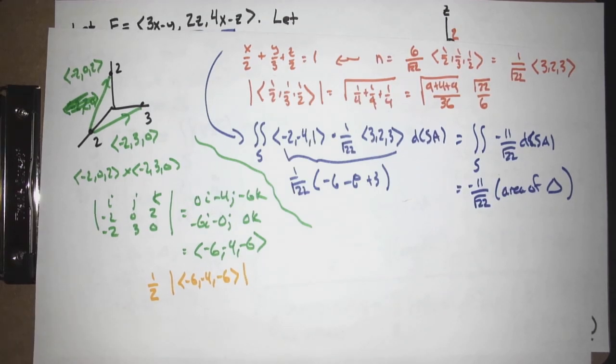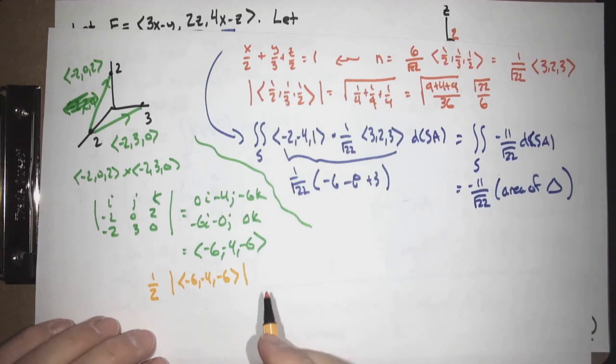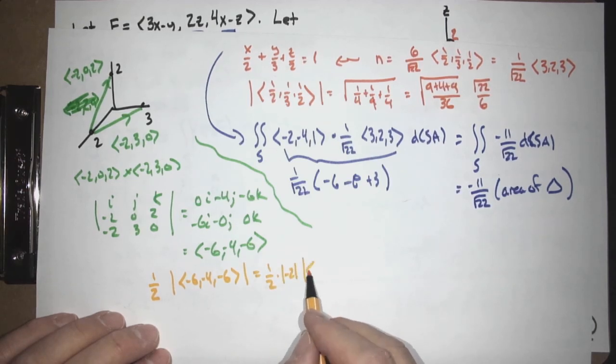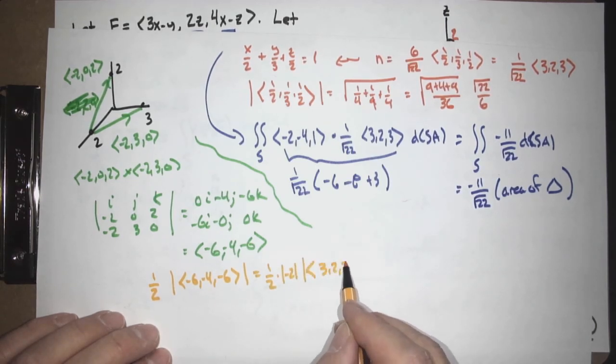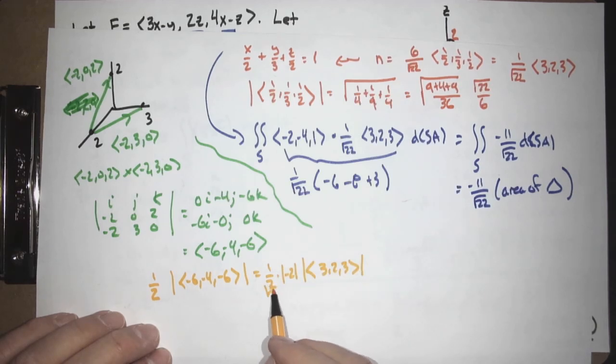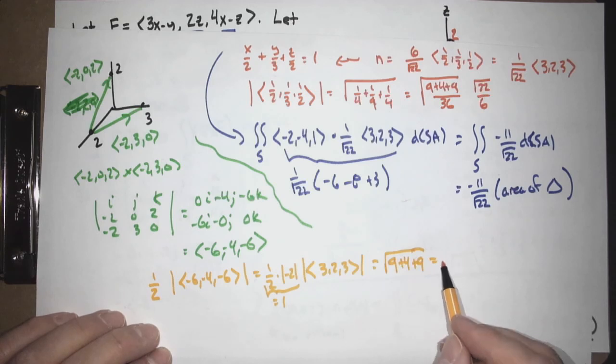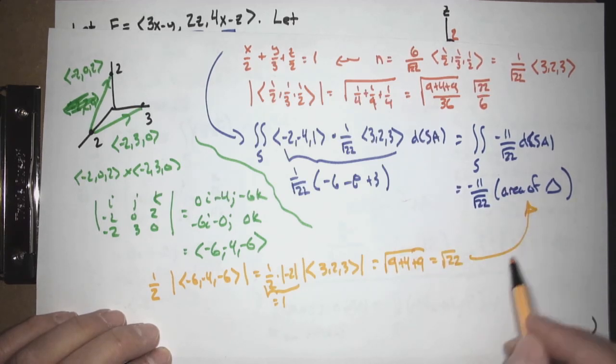Now, we can do something to make it a little bit easier on ourselves. Do you see any common factors in -6, -4, and -6? 2. And even -2, right? We can pull that -2 out. The absolute value of -2 is 2. So this is 1/2 times the absolute value of -2, that's the common factor, and then 3, 2, 3. So 1/2 times the absolute value of -2 equals 1. Okay, so this becomes the square root of 9 plus 4 plus 9, the square root of 22. Put that in there.